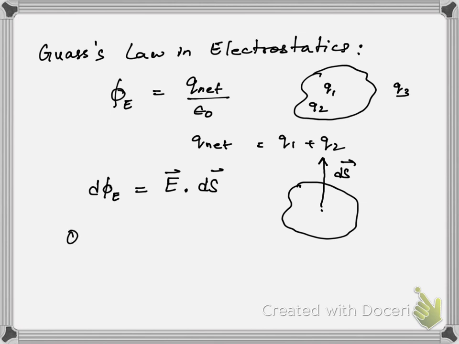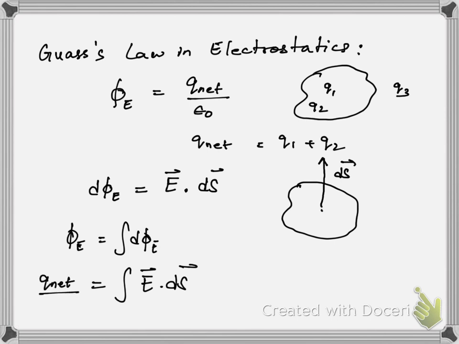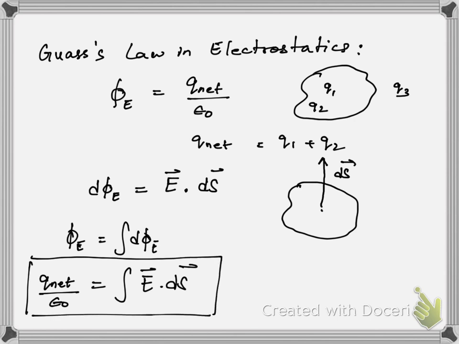So the total flux will simply be the integral of d phi E, and that is the integral of E dot ds, and we also know that phi E is equal to Q net by epsilon naught. So this equation we are going to use to derive the expressions of various electric field vectors.